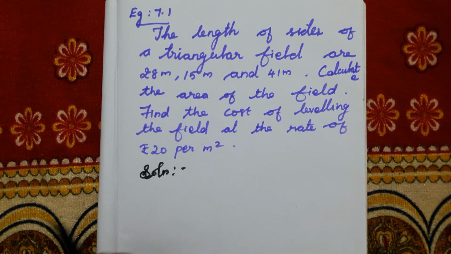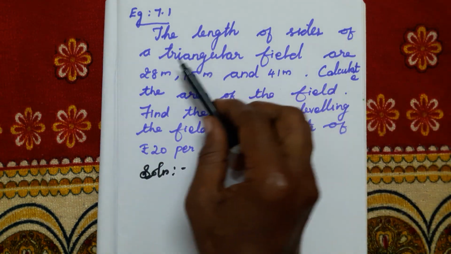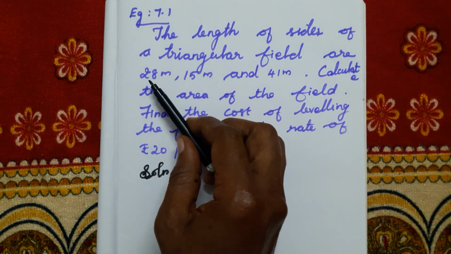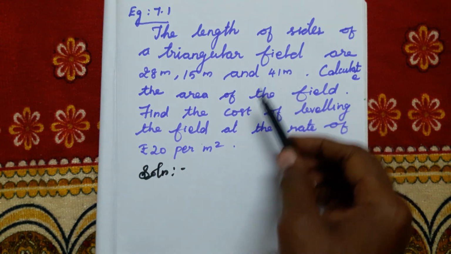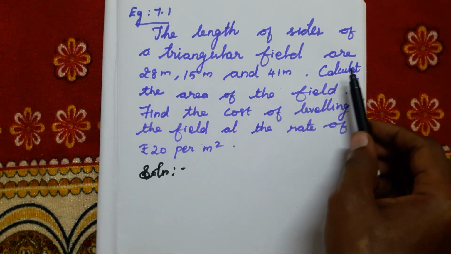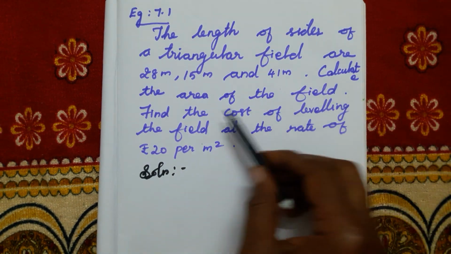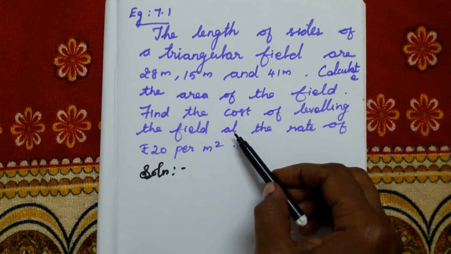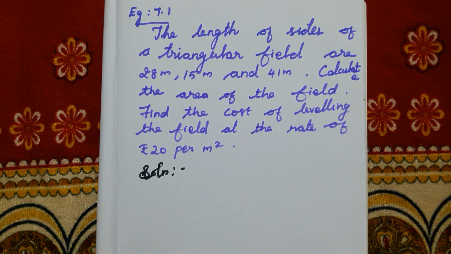Example 7.1. The lengths of the sides of a triangular field are 28 meter, 15 meter and 41 meter. Calculate the area of the field. Find the cost of leveling the field at the rate of rupees 25 per meter square.